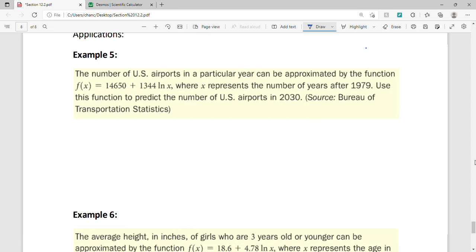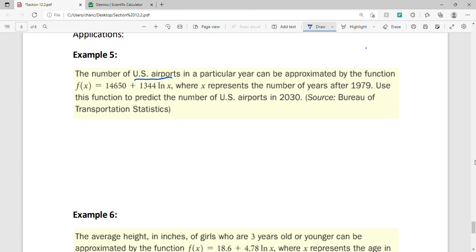Let's look at example 5. The number of U.S. airports in a particular year can be approximated by the function f of x equals 14,650 plus 1,344 natural log of x, where x represents the number of years after 1979. Use this function to predict the number of U.S. airports in 2030. To do this, we'll plug in the time.